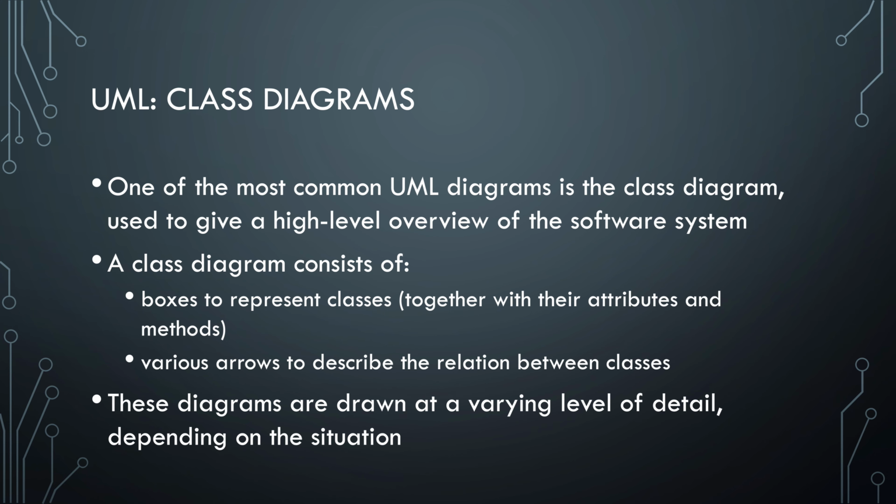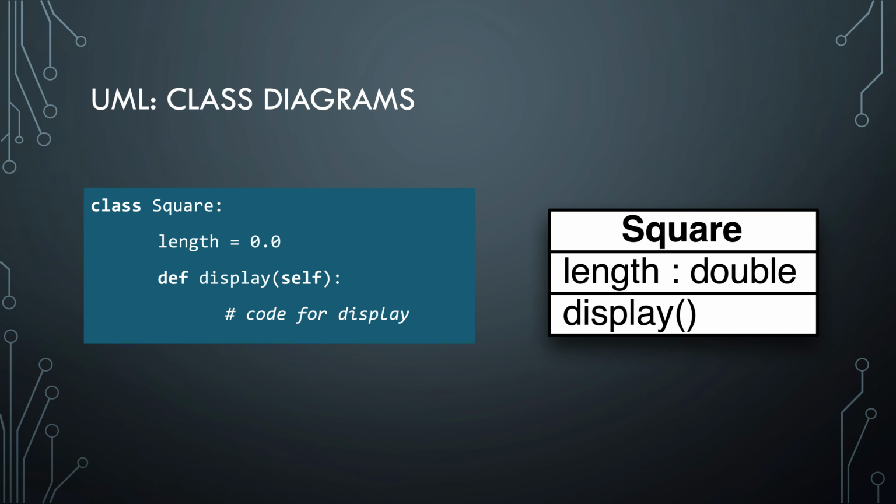One of the most commonly seen types of diagrams is the ubiquitous UML class diagram, which gives a high-level overview of a software system. A class diagram has boxes that represent classes containing attributes and methods, and various types of arrows that describe the relations between the classes. Depending on what you need, you can draw these diagrams at different levels of detail. Here's an example of a simple class with one attribute and one method. The class diagram is drawn on the right.